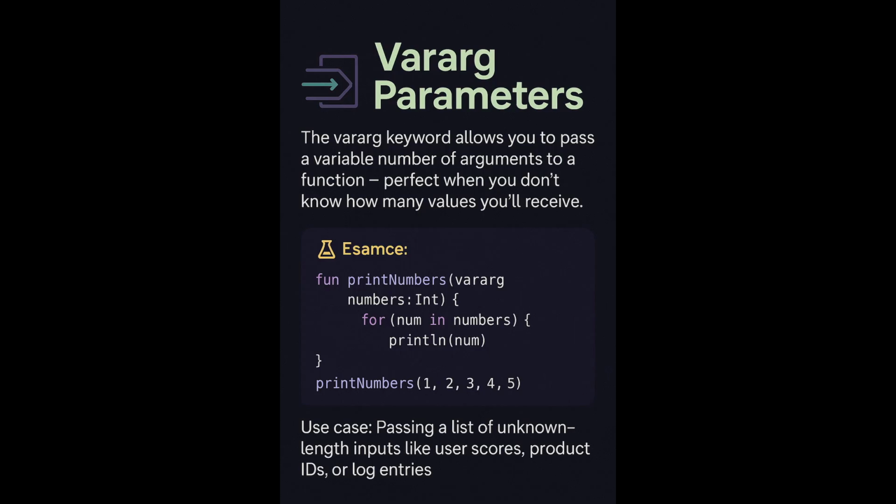Summary: use default parameters to provide fallback values. Use named parameters for clarity and flexibility. Use vararg when accepting an unknown number of inputs. That's a wrap on Kotlin functions. These are essential tools in every Kotlin developer's toolkit.